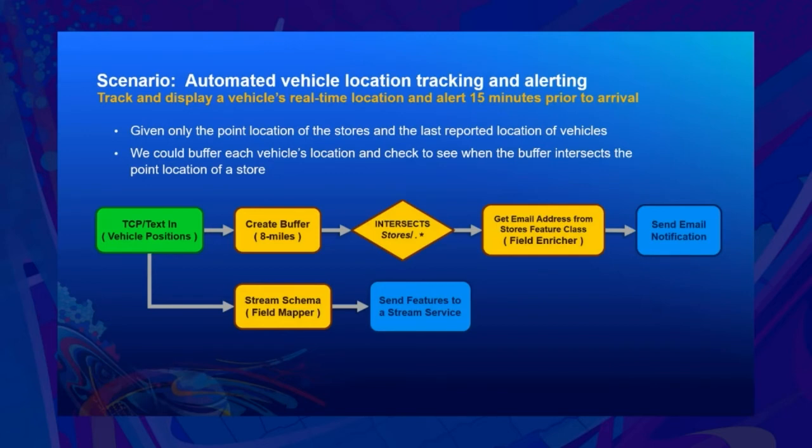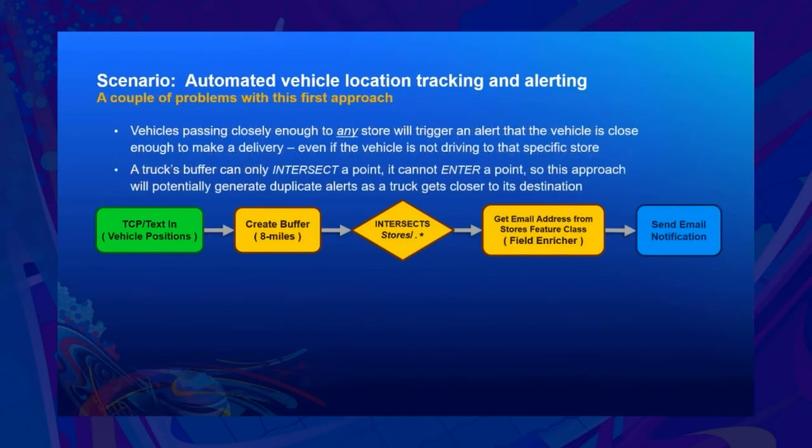Illustrated here, you see this initial approach uses a buffer creator with a fixed buffer distance, a filter to determine if the created buffer intersects one of the point geometries in our store's geofence category, and a field enricher, which will use either a feature service or standalone table to retrieve information on where a truck is heading and who to contact before arriving. There are a couple of problems with this approach, though. First, a delivery truck passing closely enough to any store will trigger an alert message, even if the truck is not scheduled to actually drive to that particular store.